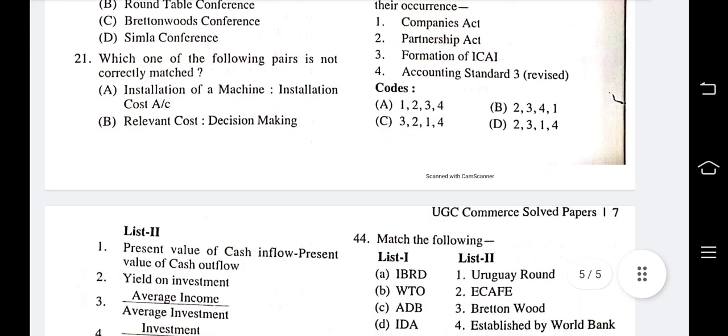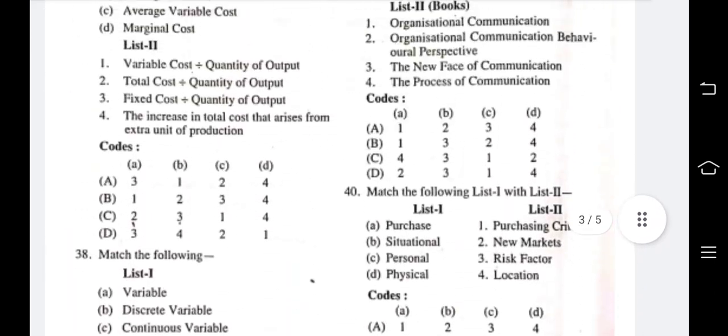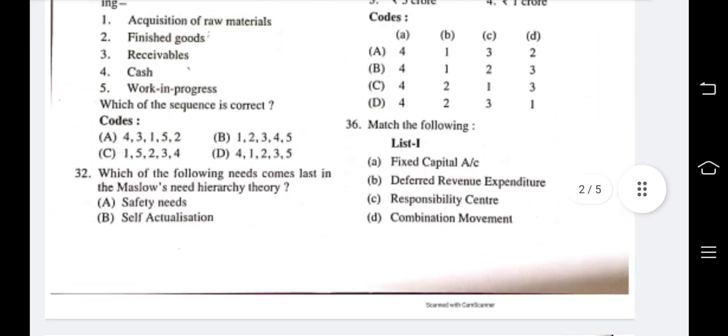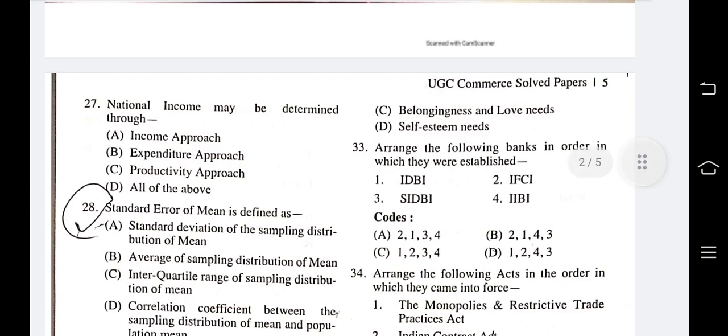Next question, 27. National income may be determined through income approach, expenditure approach, productivity approach. Your answer should be all of these. D should be the answer.